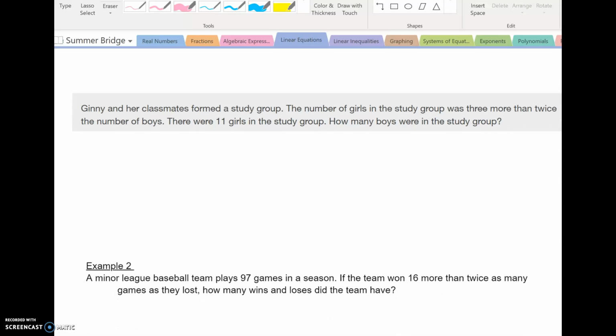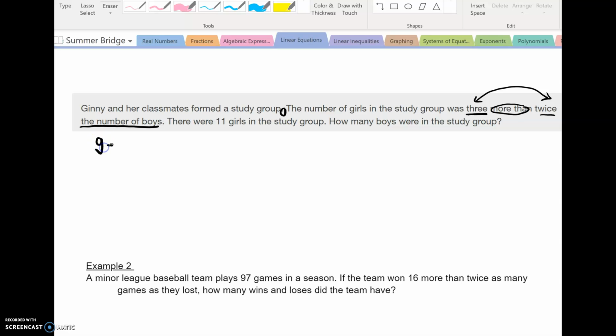Okay, so Ginny and her classmates formed a study group. The number, so I stopped there, there's no important information, I'm good. The number of girls in the study group was 3 more than, so 3 more than, that's going to switch with whatever comes after, and then we have twice the number of boys. So before we keep going, now we're not just saying a number like 11 or 12 or whatever it is. We actually have variables now.